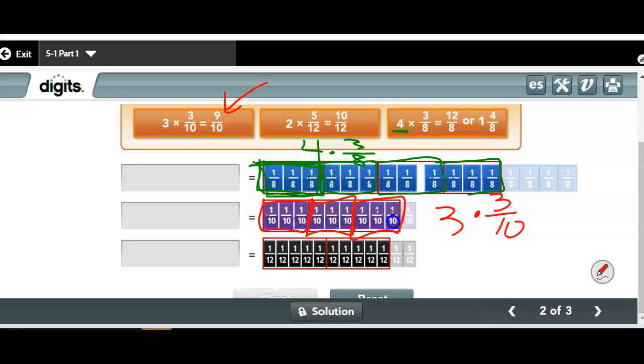Okay, there's 10 shaded. I agree with that. But how many boxes is it broken up into? The denominator is full. You're really close. How many? The darker line.